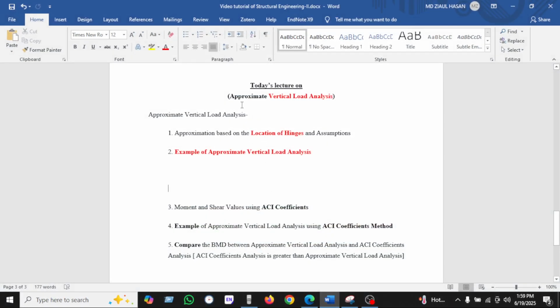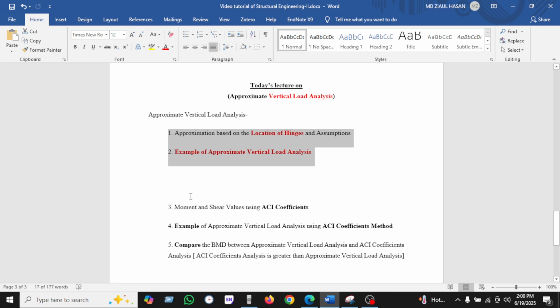Hello everyone, today I'm going to deliver a lecture on approximate vertical load analysis. The course will cover the approximation based on the hinge location and assumptions, and an example of the approximate vertical load analysis. These are the main basic purposes of this lecture.